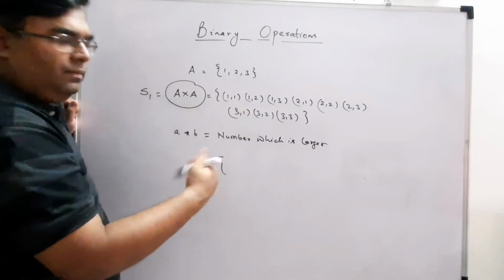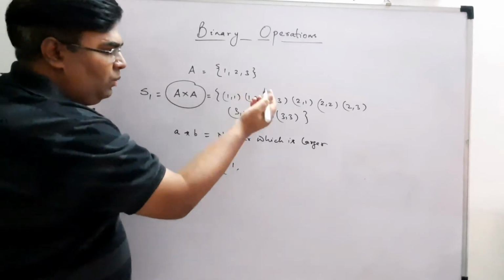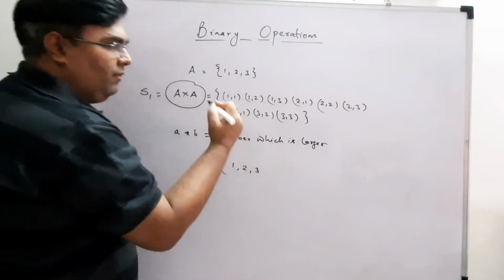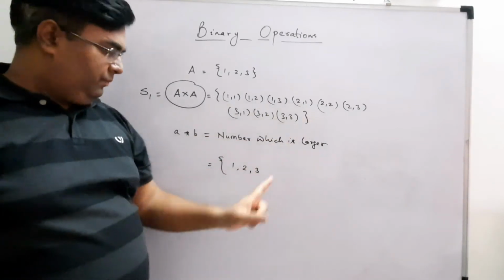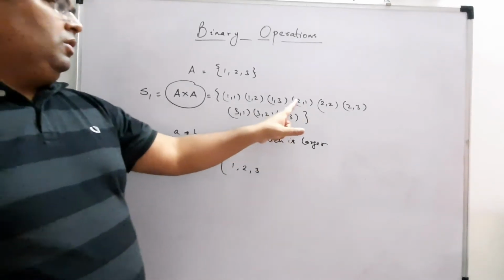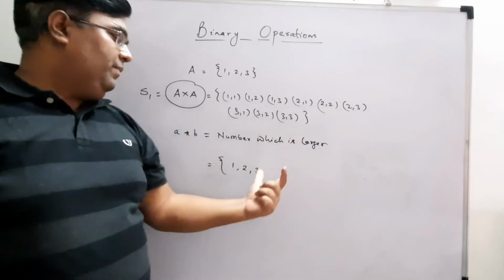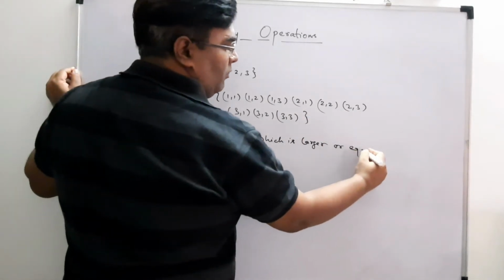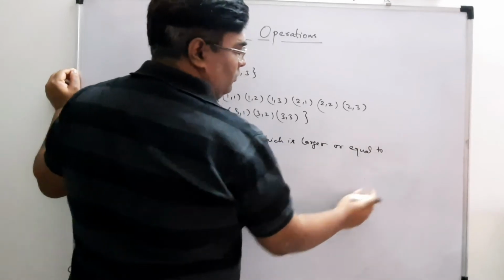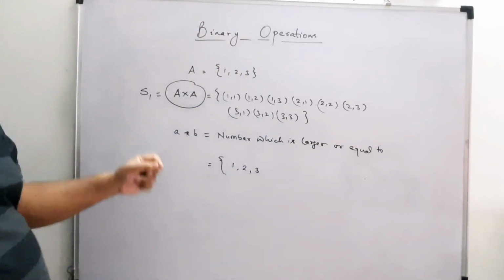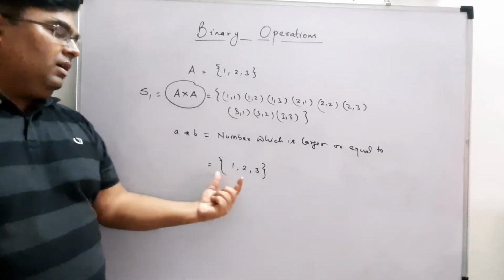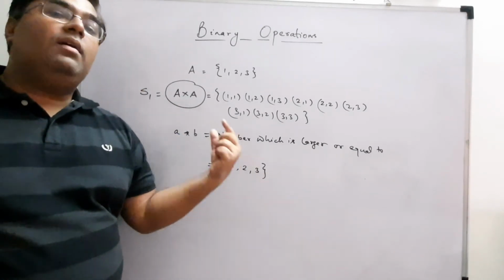Result will be: 1 1, 1 is there; 1 2, 2 is there; 1 3, 3 will be there; 2 1, 2 is there; 2 2, 2 is there; 2 3, 3 is there. The number which is larger or equal to, you can say. I am extending. So in this way, my result is again 1, 2 or 3.